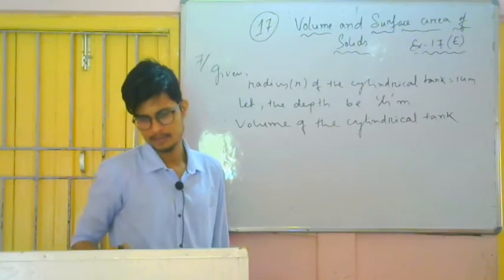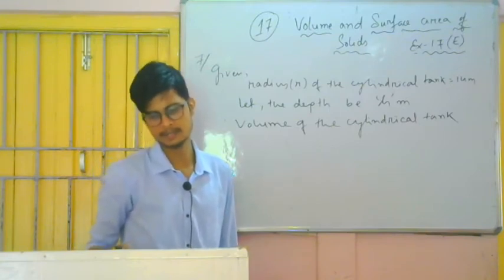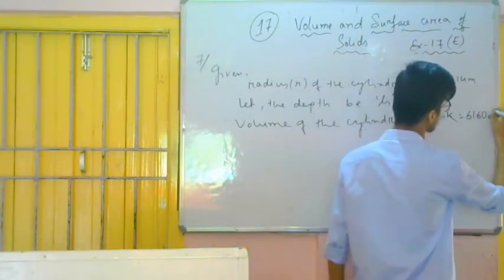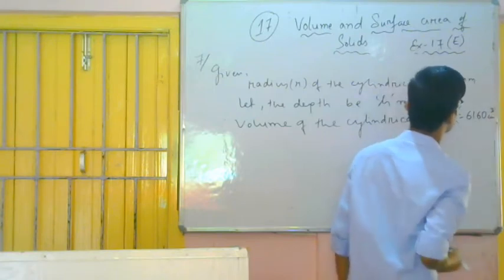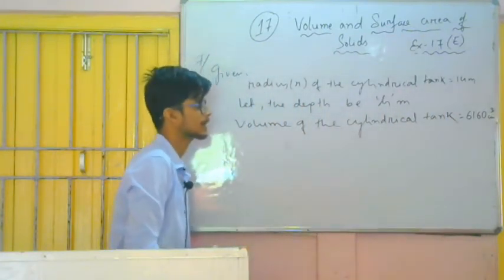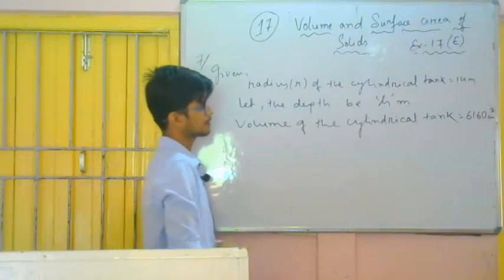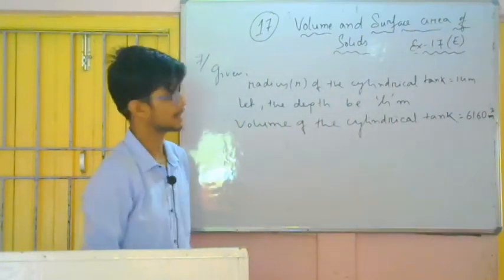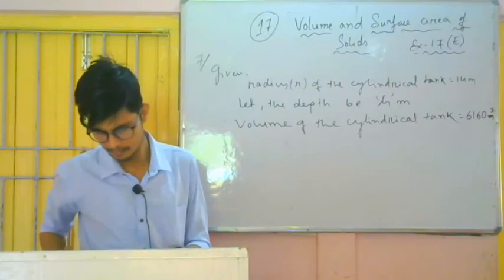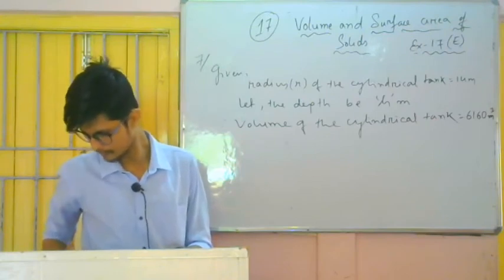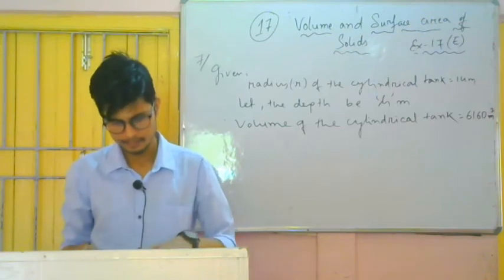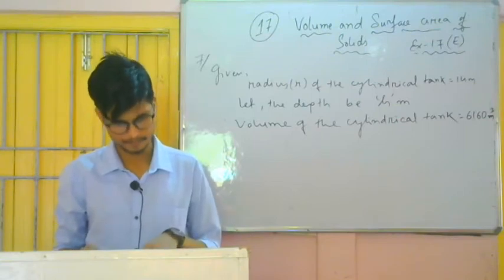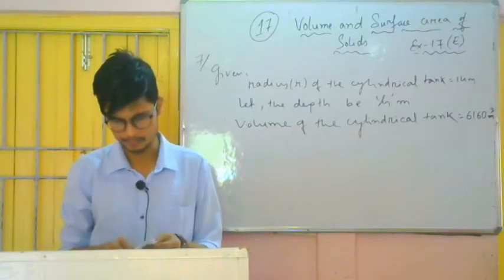6160 cubic centimeter, that means centimeter cube. So since volume of the cylindrical tank is given 6160 cubic meter. Volume of the cylindrical tank is given here in cubic centimeter. Wait 1 minute.